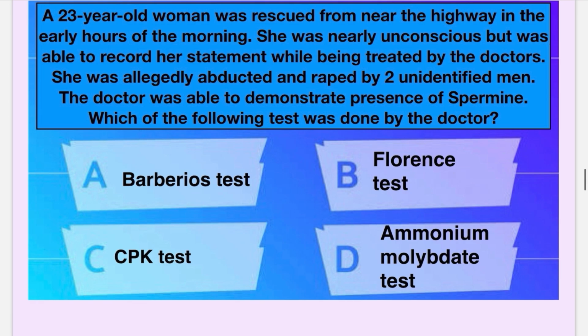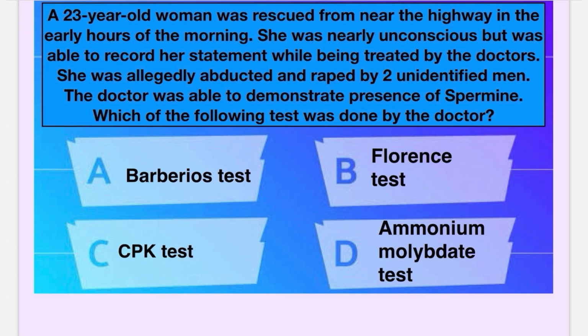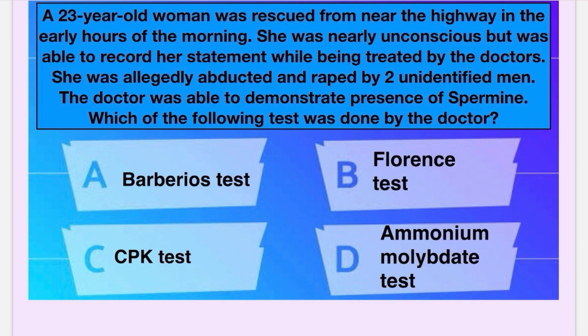So here is our next question. A 23-year-old woman was rescued from near the highway in the early hours of the morning. She was nearly unconscious but was able to record her statement while being treated by the doctors. She was allegedly abducted and raped by two unidentified men. The doctor was able to demonstrate presence of spermin. Which of the following tests was done by the doctor? Option A, Barberio's test, option B, fluorescence test, option C, CPK test, or option D, ammonium molybdate test.